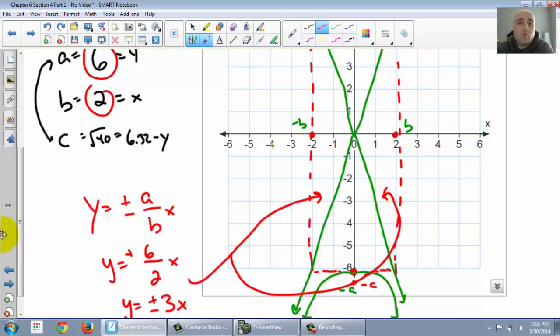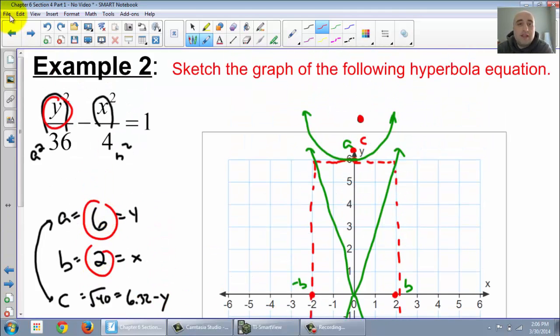Alright, so that is section 6.4, part 1, the basic introduction to sketching hyperbolas. I'll see you tomorrow when we work on these a little bit more.